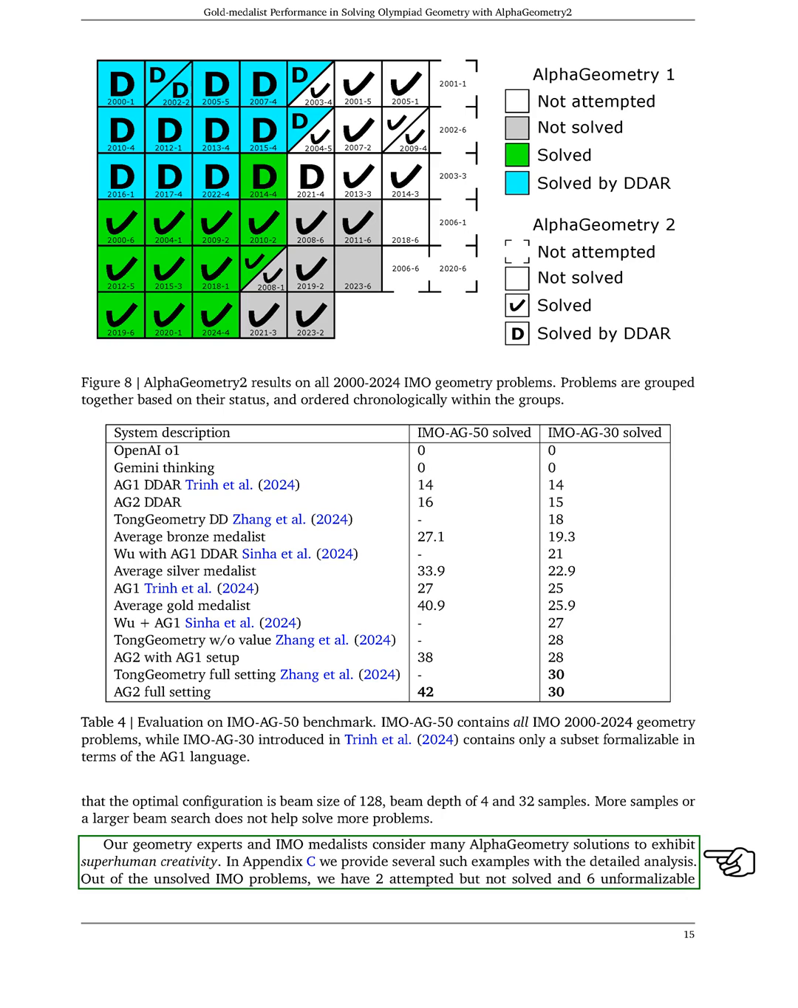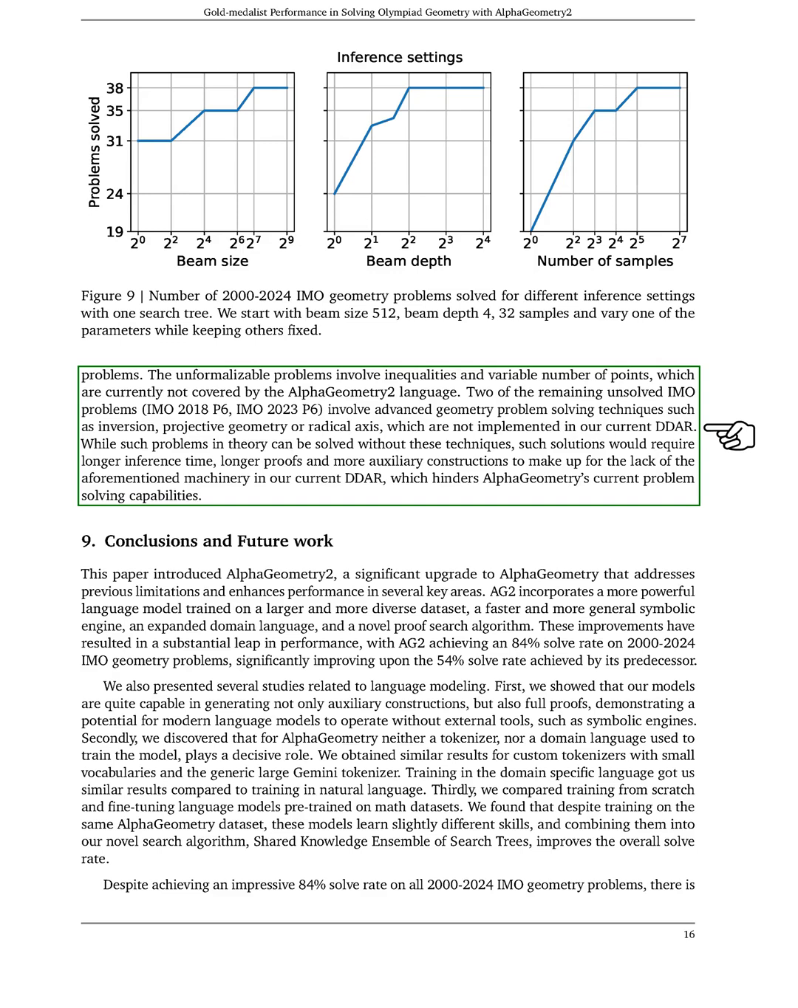Among the unsolved IMO problems, we have 2 that we attempted but could not solve, and 6 that are unformalizable. The unformalizable problems involve inequalities and a variable number of points, which are not currently addressed by the AlphaGeometry 2 language. 2 of the unsolved problems from the IMO, specifically from 2018 and 2023, require advanced techniques like inversion, projective geometry, or radical axis, which are not part of our current system.